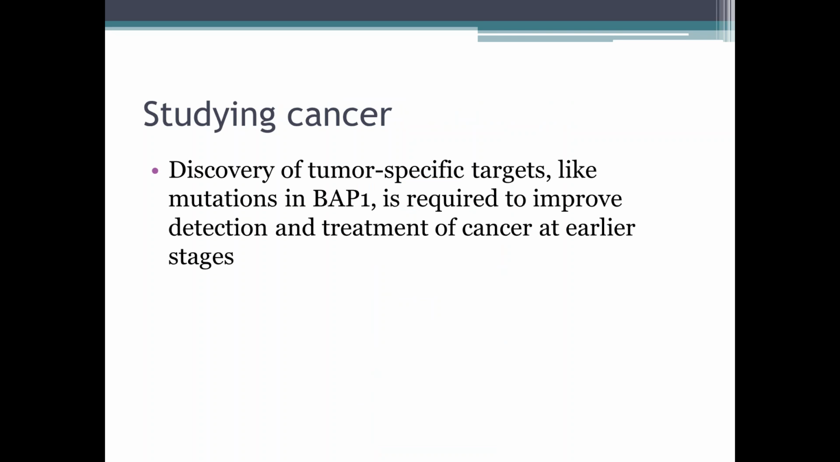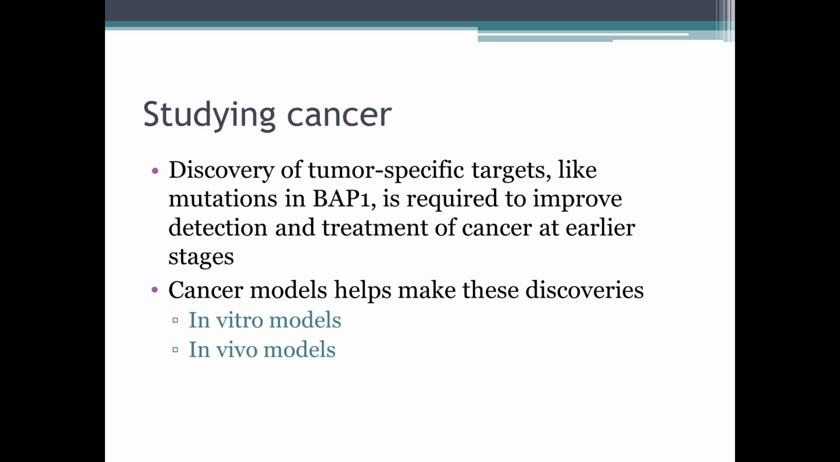So to discuss how we study cancer in general, if you can discover a tumor-specific target or something that's unique to the tumor, such as a mutation in BAP1, this can allow us to improve detection or diagnosis of the cancer and treat it at earlier stages, which ultimately leads to better outcomes. Cancer models help us discover these tumor-specific targets, and they really then enable us to have a preclinical model to study a cancer and develop treatments for these cancers prior to transitioning into the clinical setting.